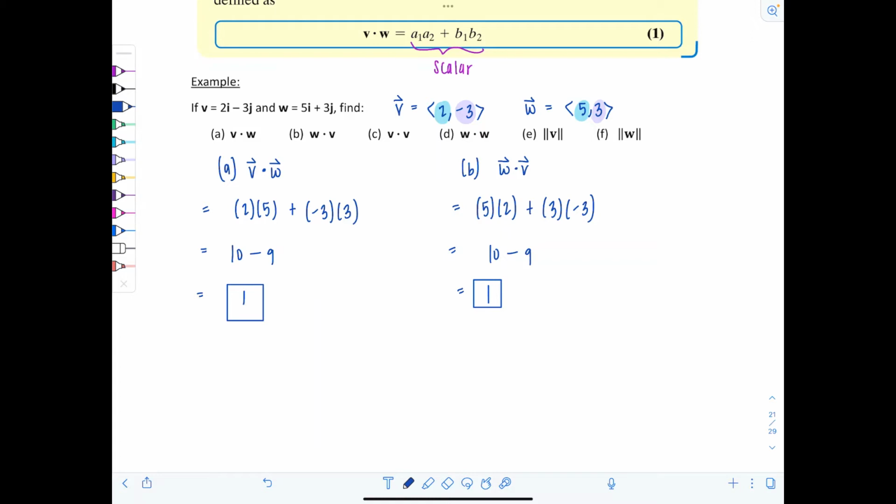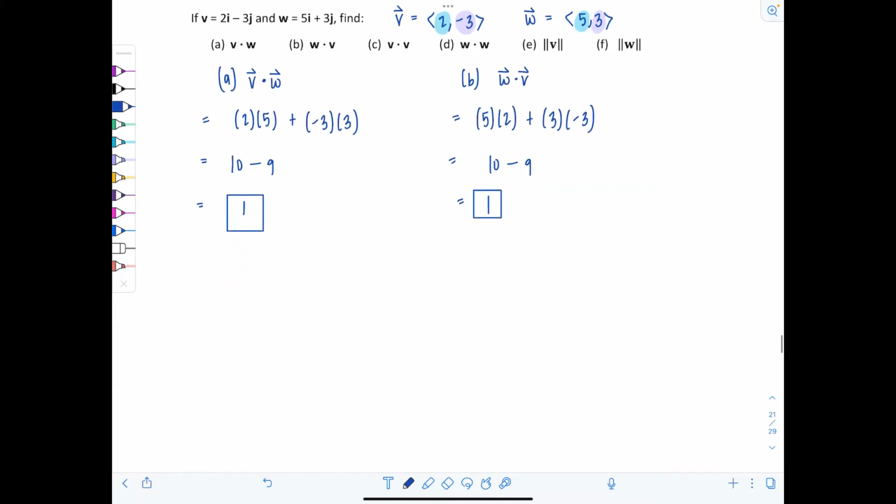And if you think about it, it makes sense, because what operations are involved when you compute the dot product of two vectors? Multiplication and addition, right? And both of those operations are commutative, so it makes sense the dot product should be as well.